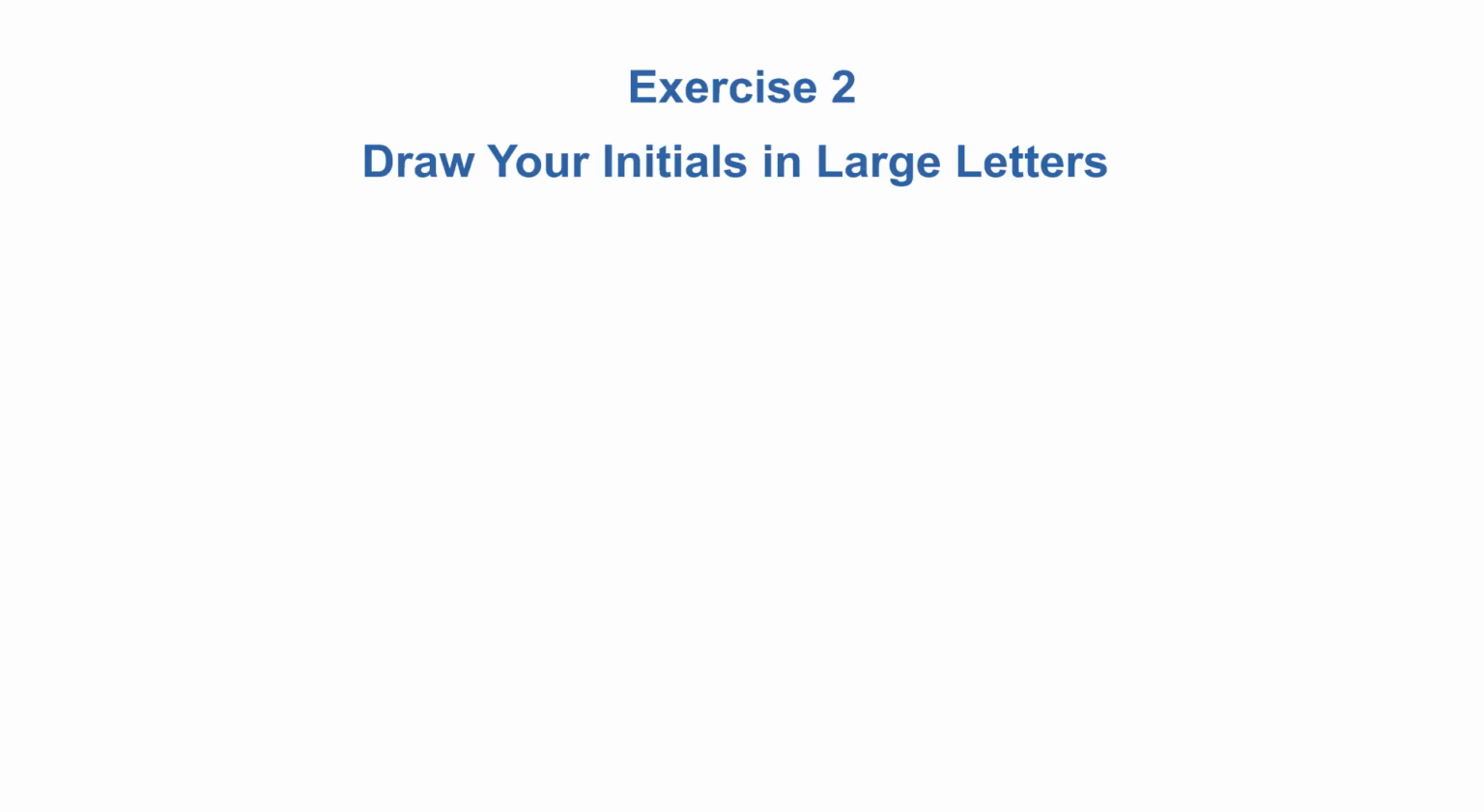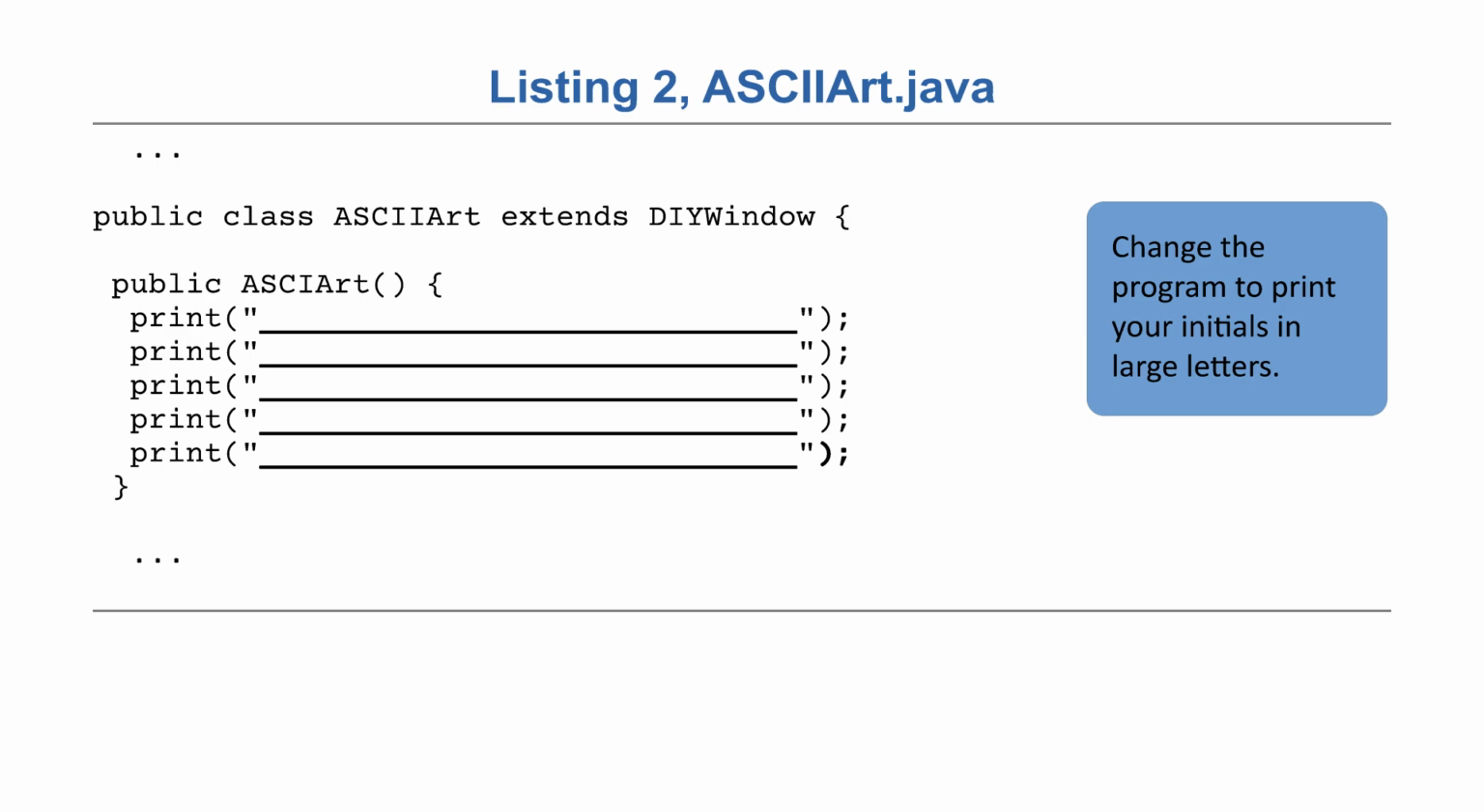In exercise 2, create your own initials in large letters. I drew AMG from the characters A, M, and G. Change the program to print your initials in large letters. Run it. It should have printed your initials.